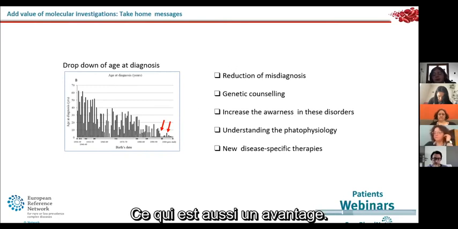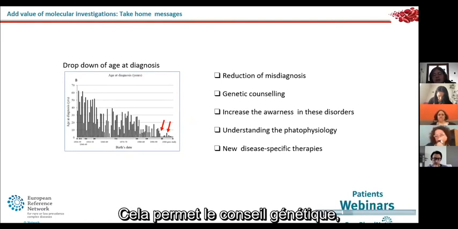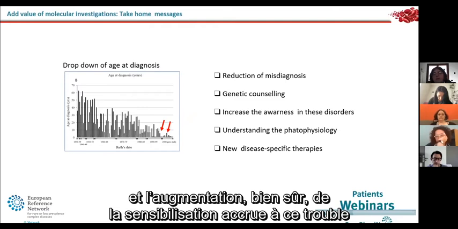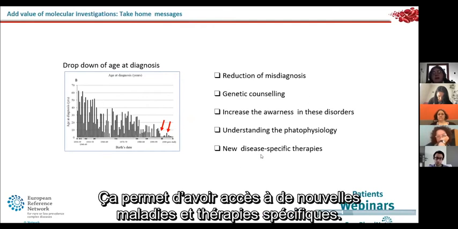Which is also an advantage. We reduce misdiagnosis. This allows genetic counseling, and of course increased awareness of this disorder and its pathophysiology, but also a precise diagnosis allows access to new disease-specific therapies.